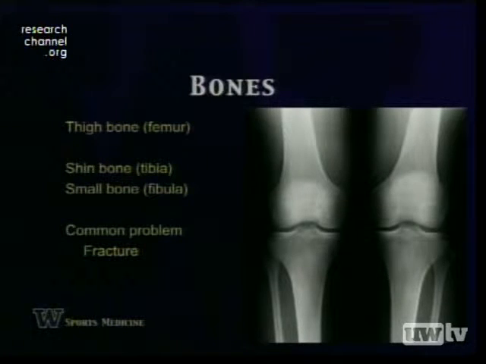The bones of the knee are the thigh bone, or the femur. You can see that on the x-ray. That's the bone above, this large single bone. Then the large shin bone is the tibia, and the small bone of the leg is the fibula. The common problems with bones are fractures.